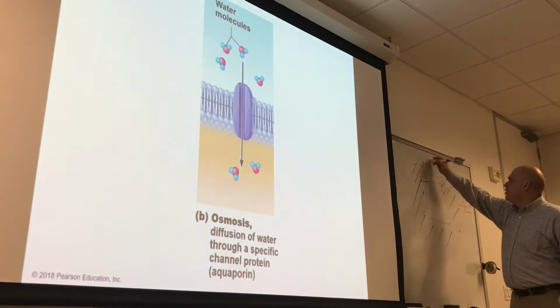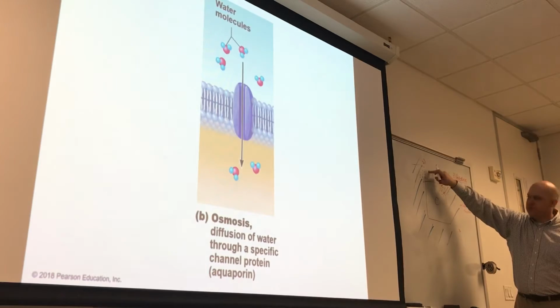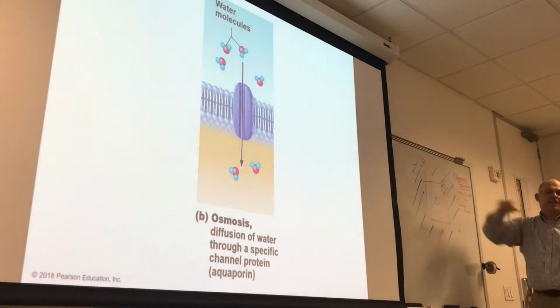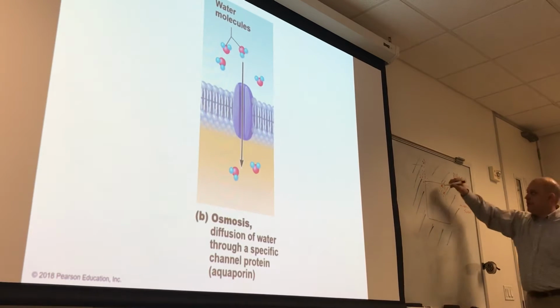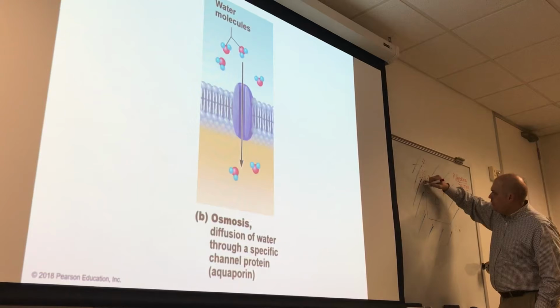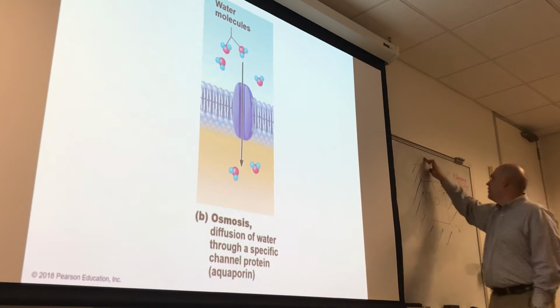So in scenario number 2, we have a lot of concentration outside of the cell in the interstitial fluid and very little concentration inside the cell. So where is water going to move? It's going to move out of the cell into the interstitial fluid. So now we're going to have fluid moving in this direction. What's that going to cause the cell to do? It's going to cause it to shrink or shrivel.